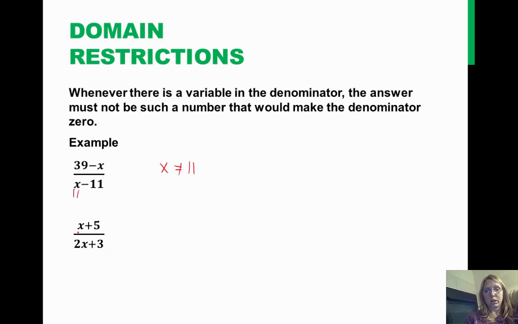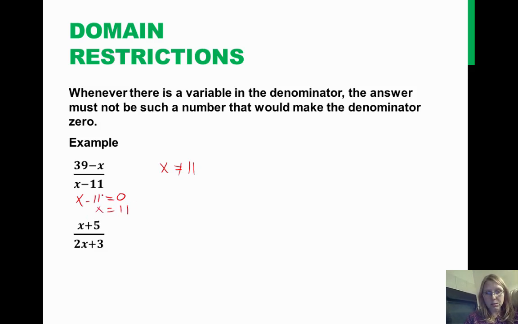Look at this next one. We have 2x plus 3. One of the ways that we can solve this, and we kind of did this before with this last one, is I just set x minus 11 equal to 0. And if I solve for x, I add 11 to both sides, so then I end up with x equals 11. And we know that x cannot be that.